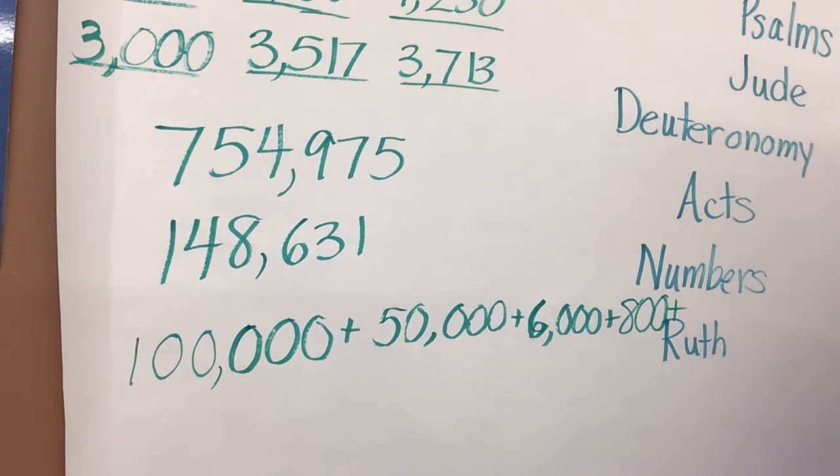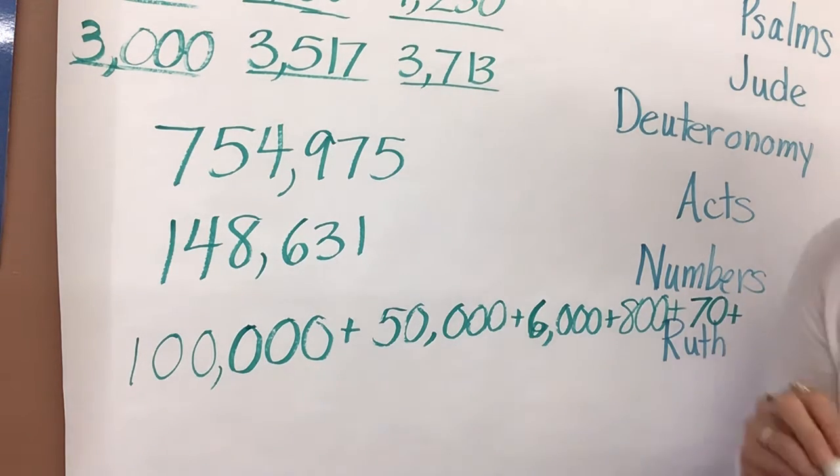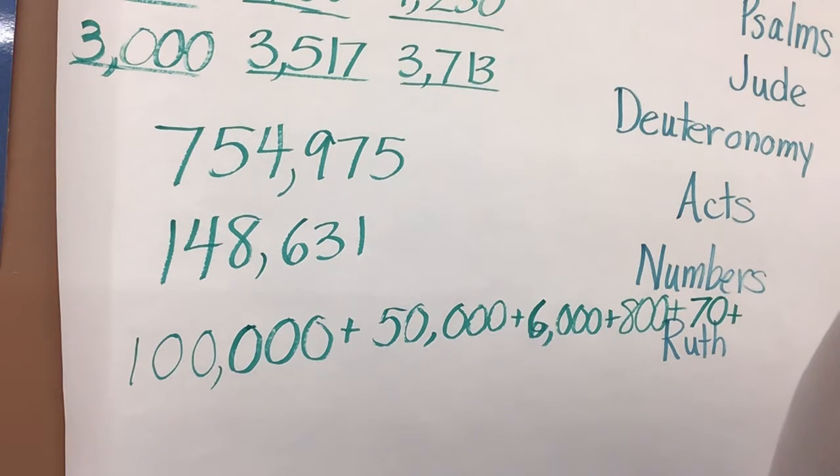Where's the 7? In the 10. So you're gonna write 70. And that brings us to the last number, which is a 3. And that is in the 1. So just write 3.